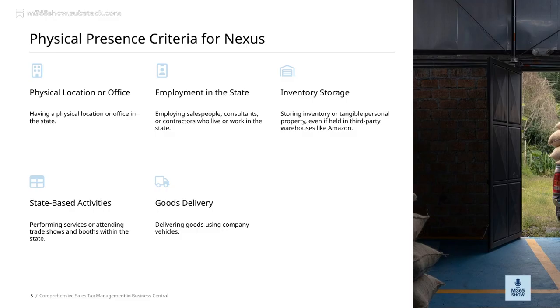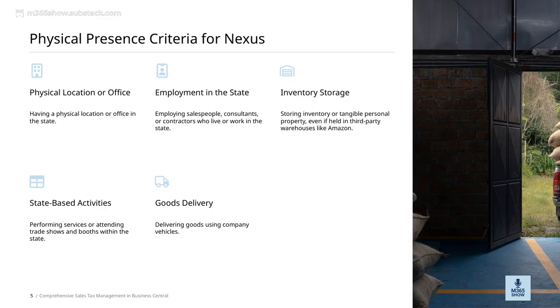Next, activities like performing services or attending trade shows and booths within the state also establish Nexus. When your team is physically present, engaging with customers, or promoting your brand at local events, it signals a tangible connection. Storing inventory or tangible personal property, even in third-party warehouses like Amazon, is another critical point. If your products are stored somewhere in the state, it's considered a significant physical presence that triggers Nexus.